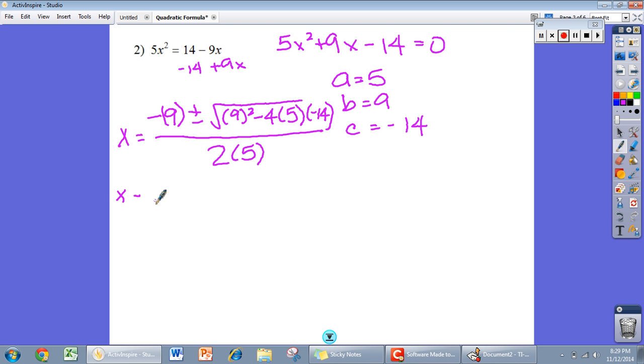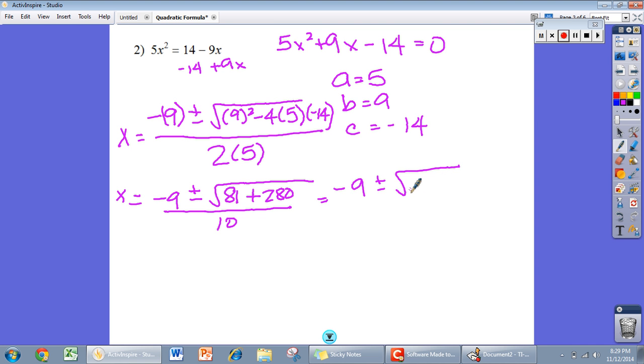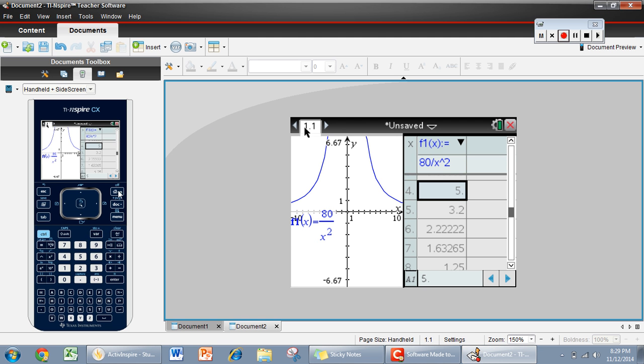Alright, so x equals negative 9 plus or minus square root. 9 squared is 81. Multiplying a negative 4 times 5 times the negative 14 is a positive 280. And 2 times 5 is 10. Alright, so 81 plus 280, negative 9 plus or minus square root of 361, is what it would add up to be, all over 10. This is where we're going to come over here. We're going to simplify the square root.